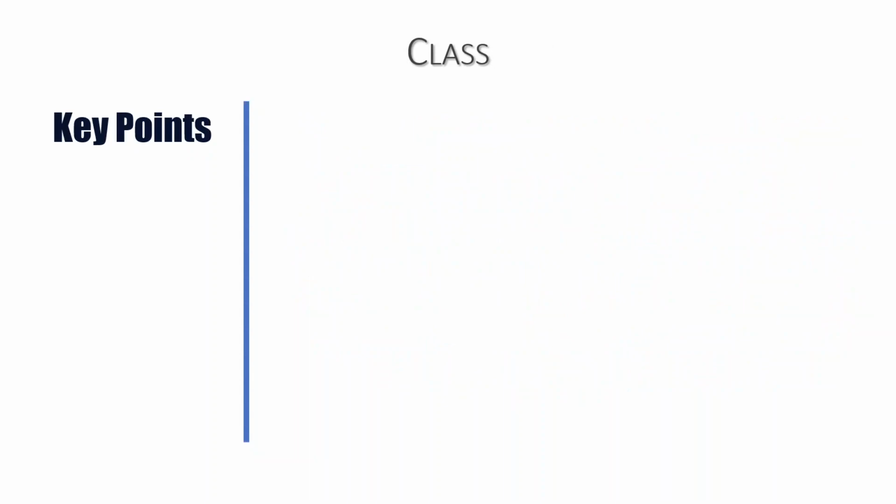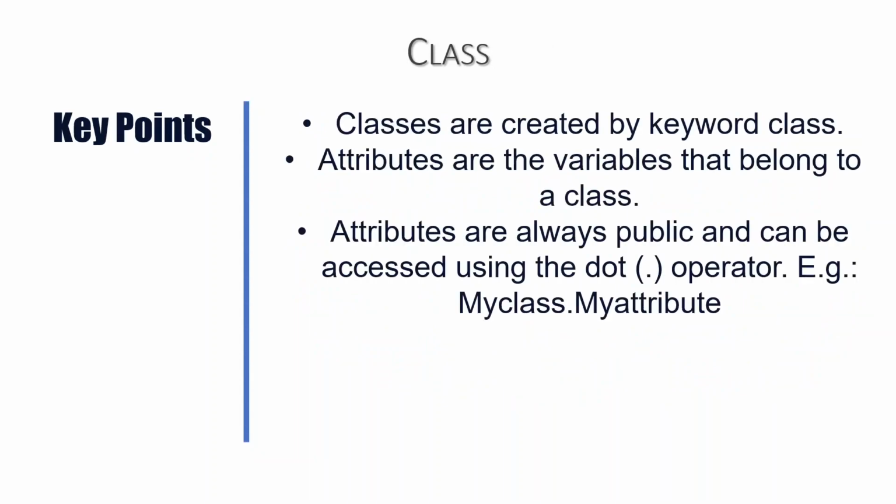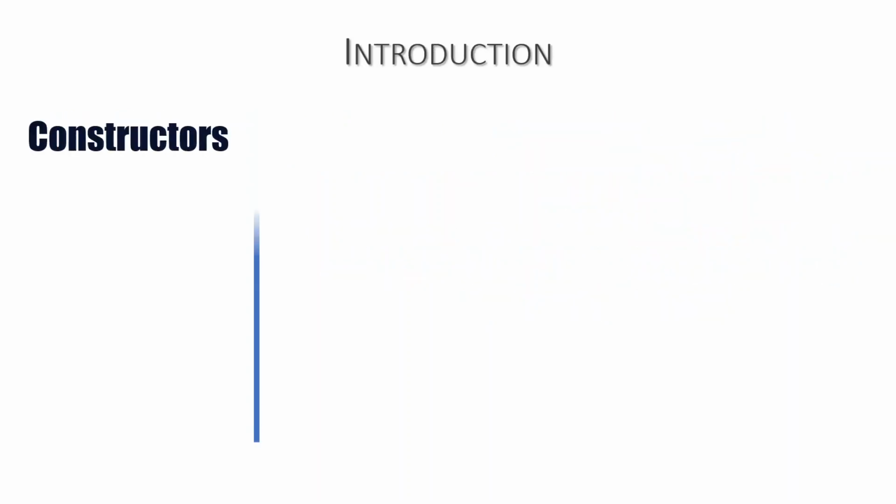Key points about a class are: classes are created by the keyword class. Attributes are the variables that belong to a class. Attributes are always public and can be accessed using the dot. So whatever you are defining inside the class, especially in Python, it will be treated as a public variable by the interpreter. Now moving to the constructors.